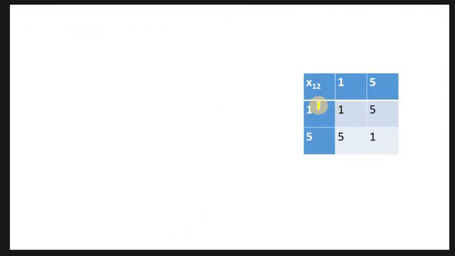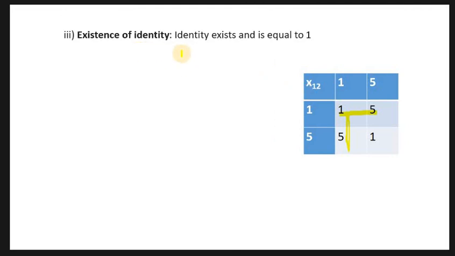The third property, existence of identity. First row and first column. First row leading element is 1. First column leading element is 1. Therefore, 1 is the identity element. So, identity is equal to 1.